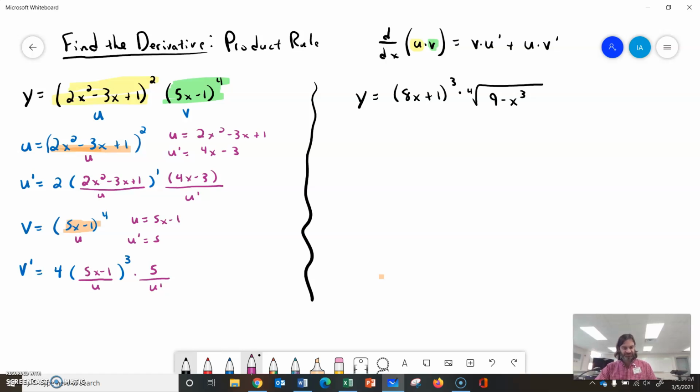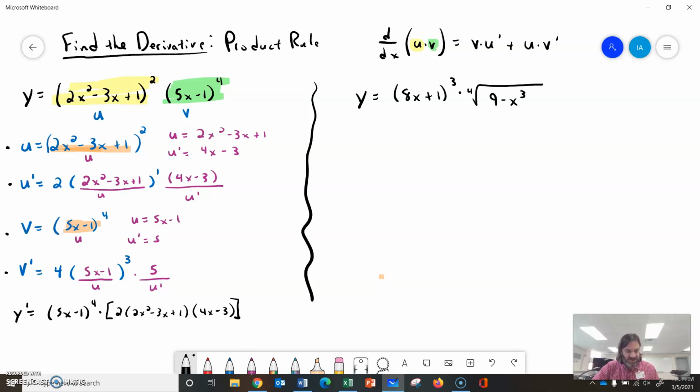Now after all that, I have the 4 things I need for the product rule. I have u, u prime, v, and v prime. So let's put it all together. So y prime will be v, which was 5x minus 1 to the fourth, times u prime. Now I don't want to multiply all this out, so I'll just write it: 2 times 2x squared minus 3x plus 1. You can multiply it out if you like, times 4x minus 3.